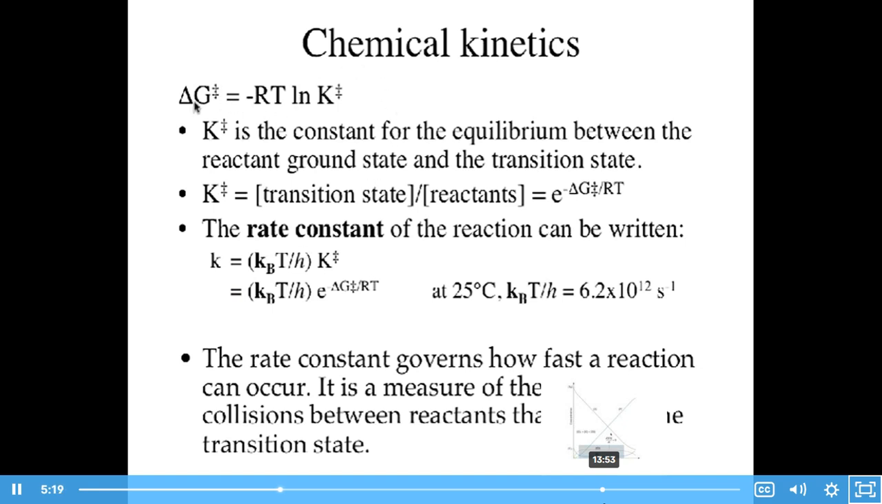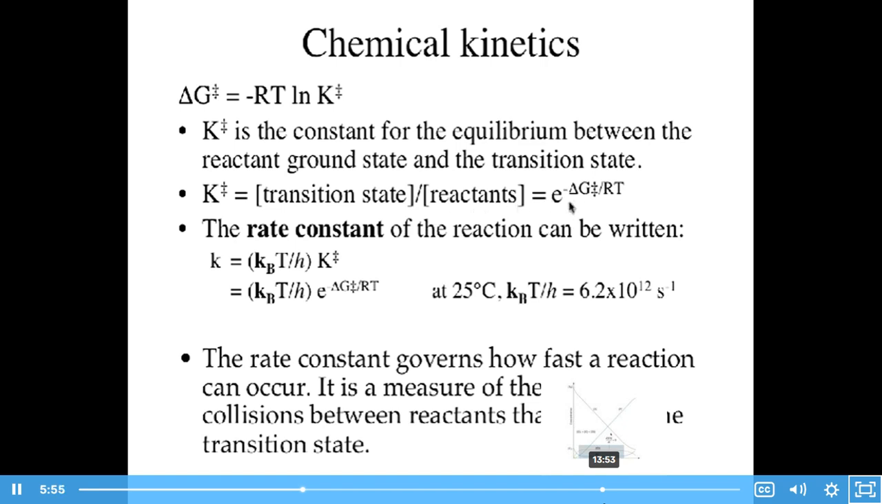So we can define an equilibrium constant for the reactant going to the transition state. So it's the transition state over the reactants, and we just define this the same way we did delta G's and KEQs. This is now the KEQ, the equilibrium constant for the transition state. This is going to be a very, very small number, a tiny, tiny number, because this is a very unfavorable reaction to go from the ground state of the reactants to the transition state.